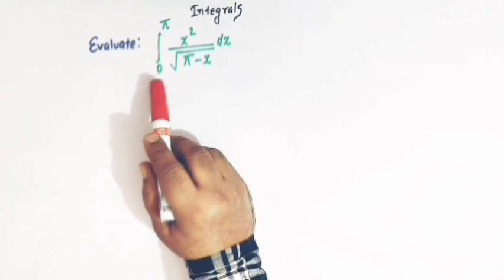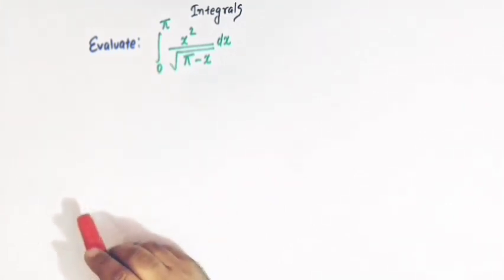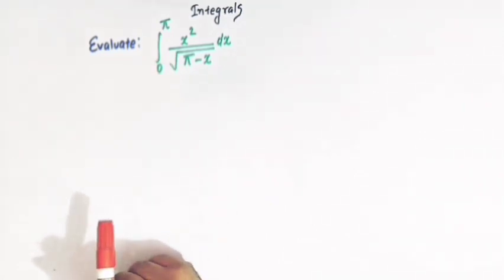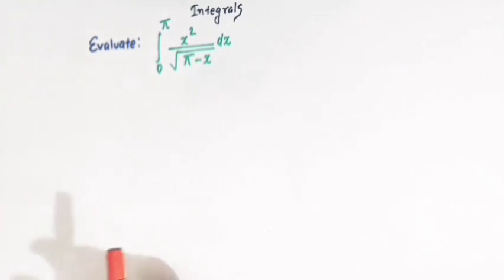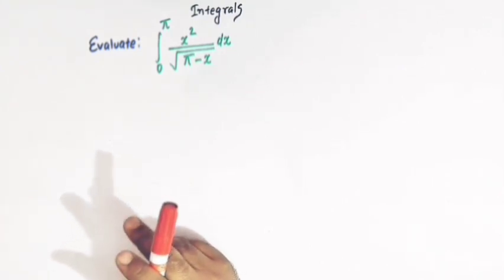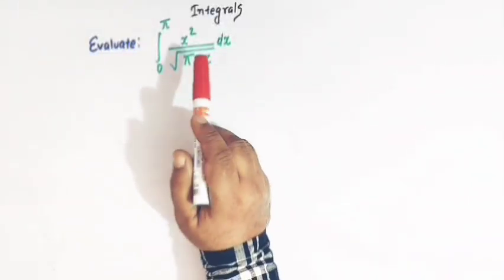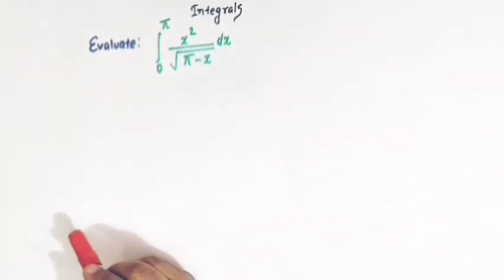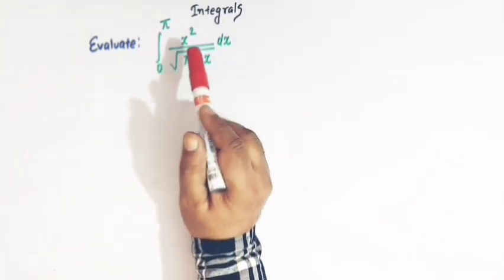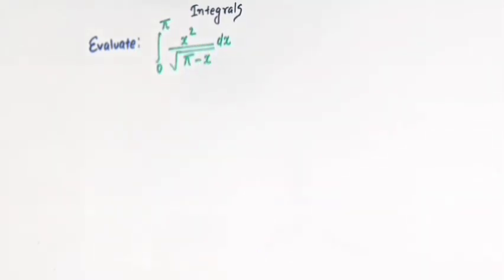Hello viewers, in today's class we are going to discuss yet another important problem from integrals. So in this class we'll solve this important integral using the concept of beta function, and beta function is also known as Eulerian integral of first kind. So we'll see a very beautiful application of beta function, how to evaluate this type of integrals.